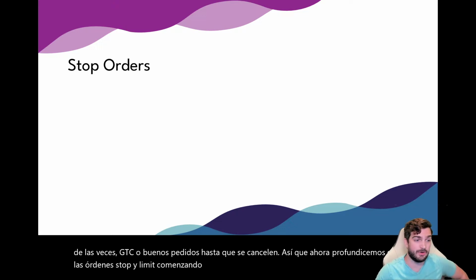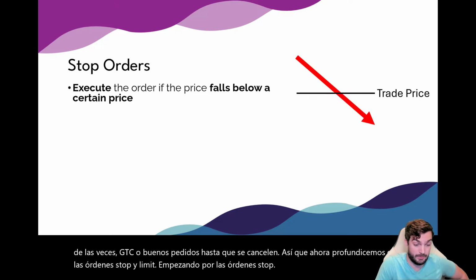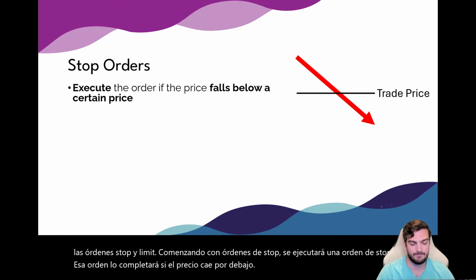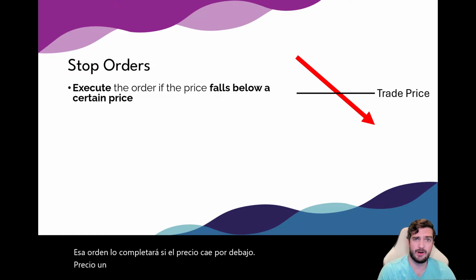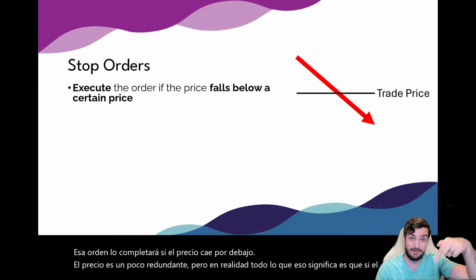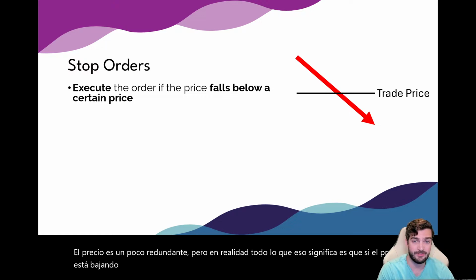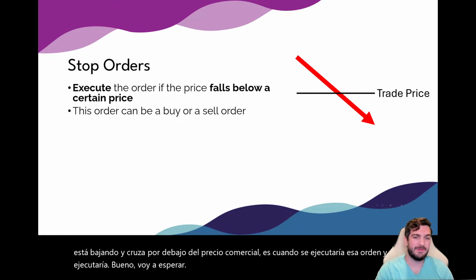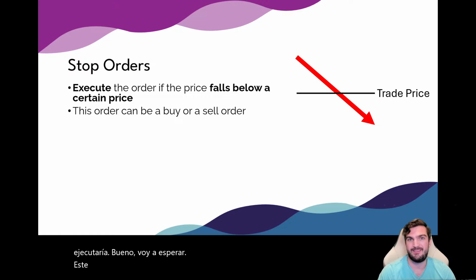A stop order will execute that order, will complete it, if the price falls below a certain price. Kind of redundant, but really all that means is that if the price is going down and it crosses below the trade price, that is when that order would be executed. And it would be executed, well, I'll hold off on that. This order can be a buy or a sell order.